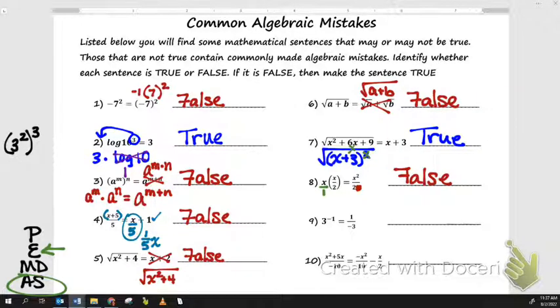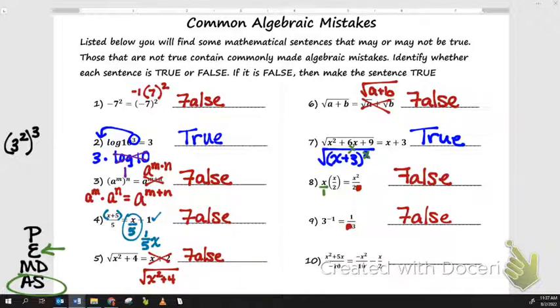Number 9 is also false. There's one very small thing that I would need to change on the right-hand side to make it true. What's the only thing making this false? The negative. Negative exponents turn something into the reciprocal. They do not affect the signage. It will not change it from a positive to a negative or otherwise. So if I get rid of this, now it's true.